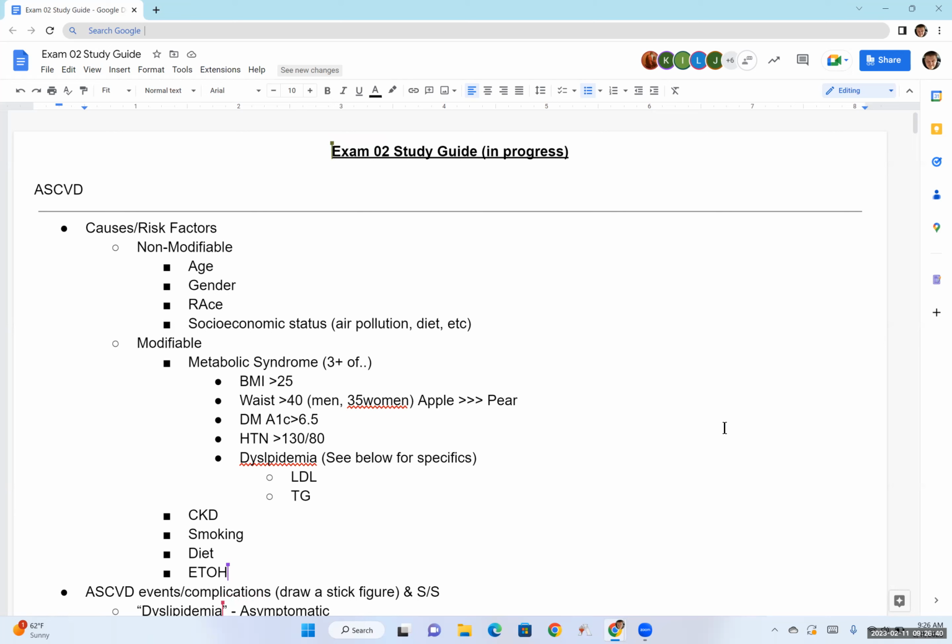Diabetes leads to hypertension, so those two are going to go down the same path. And then waist size and BMI are related to obesity, so inflammation, just in general, can lead to ASCVD. CKD leads to hyperlipidemia and inflammation. Smoking is just inflammation and hypertension. Diet is all of it, that's the moral of the story. Ethanol causes vasoconstriction and inflammation as well. And ethanol is a carb, so it's going to get broken down and formed into triglycerides for storage.